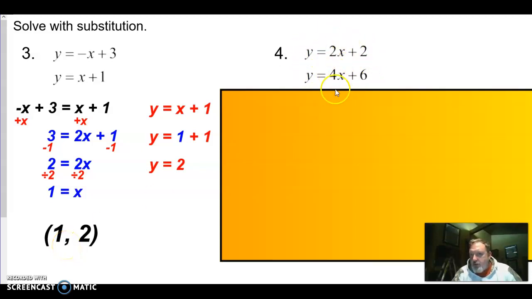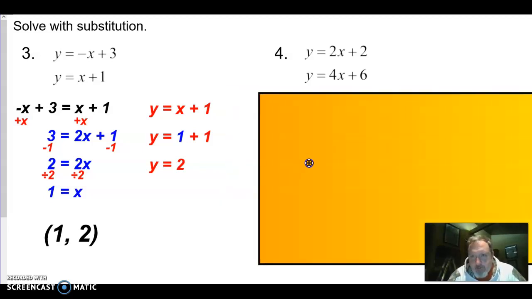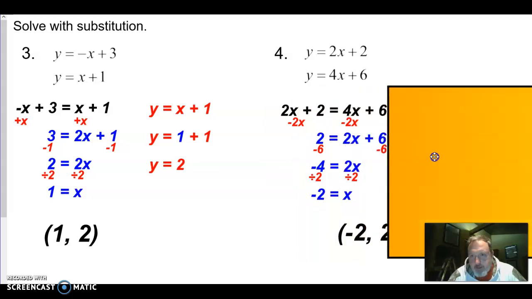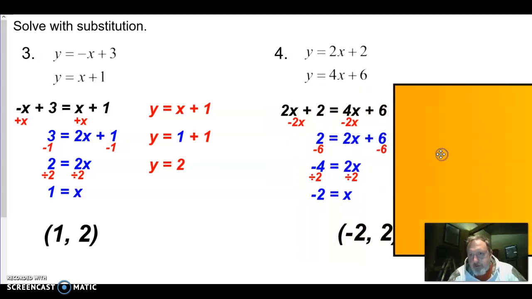You'll notice these two equations, the same thing happens. They're both equal to y. Because they're both equal to y, then we can set them equal to each other. And so that's where we'll start. 2x plus 2 equal to 4x plus 6. I'll subtract 2x from both sides. And that gets me right here. Then I will subtract 6 back over. And my last step is to divide by 2, and I know that x is negative 2.